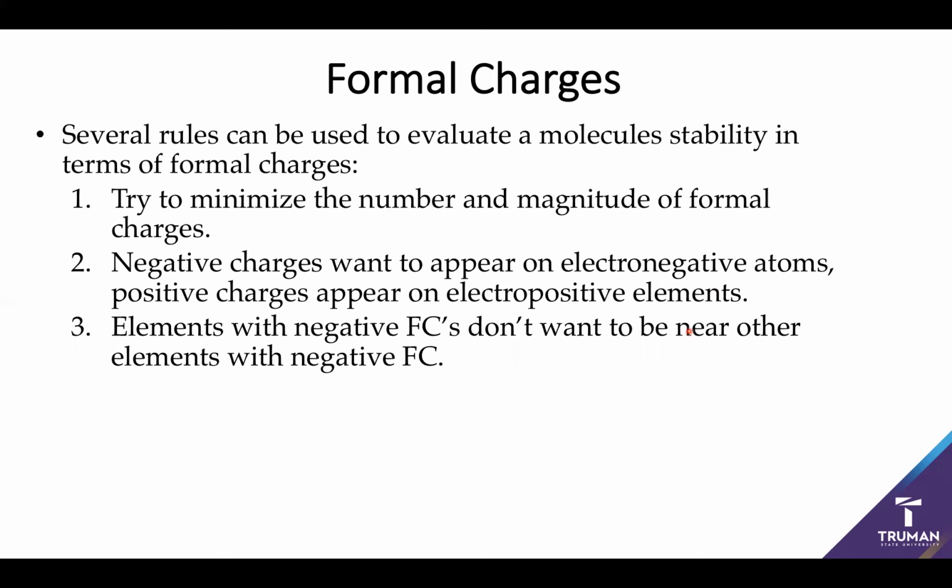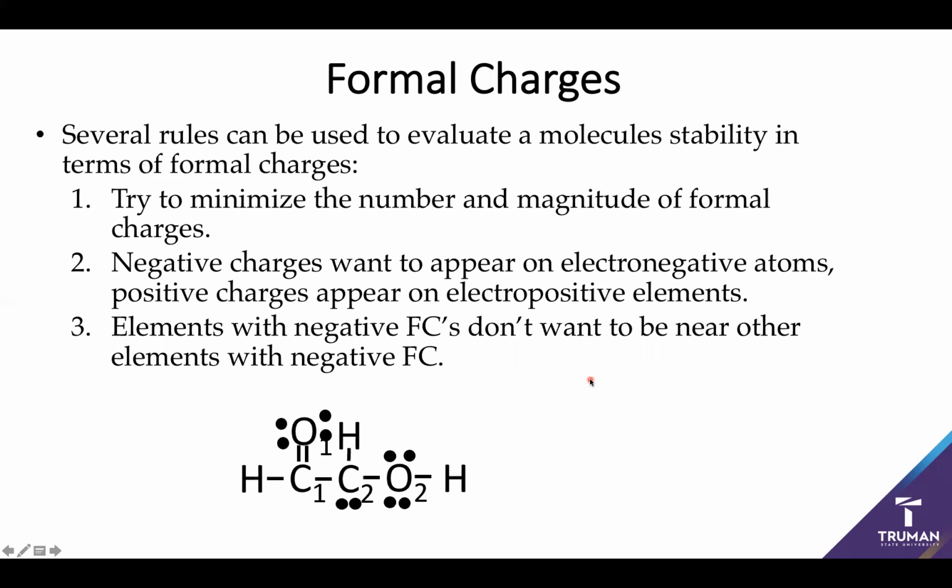Now, let's take a look at one of the other potential structures we generated for acetate. In this system, we put our oxygen atoms on different carbon atoms. Let's see what this looks like. In this case, carbon 1 has 4 bonds, so it has a 0 formal charge. Carbon 2 has 3 bonds and a lone pair, so this gives us 5 electrons and a -1 formal charge.